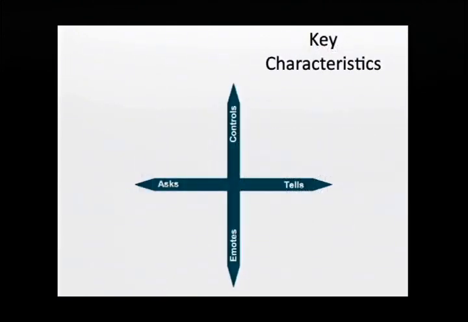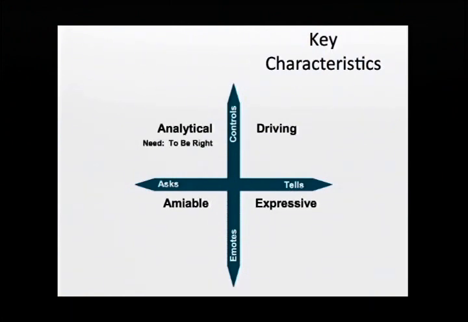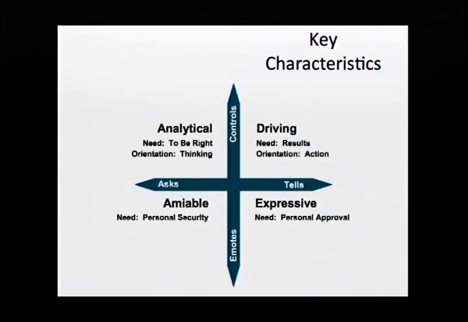Now, there are key characteristics of style. You have analyticals, you have the driving style, the expressive social style, and the amiable social style. In terms of need, the analytical has a need to be right. The driver has a need for results. The expressive has a need for personal approval, and the amiable has a need for personal security. In terms of orientation, the analytical has a thinking orientation, the driver has an action orientation, the expressive has a spontaneous orientation, and the amiable has a focus on relationships.